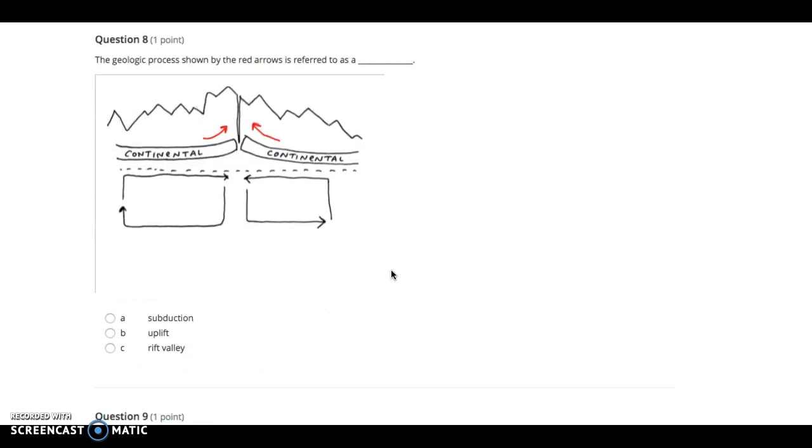Question number 8. The geologic process shown by the red arrows is referred to as A. Subduction, B. Uplift, C. Rift Valley.